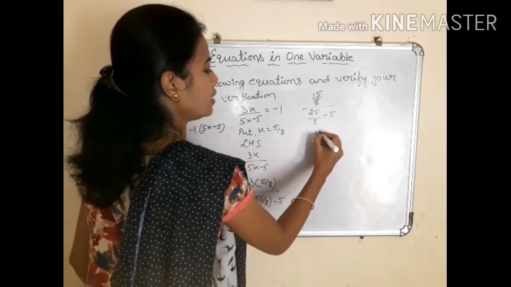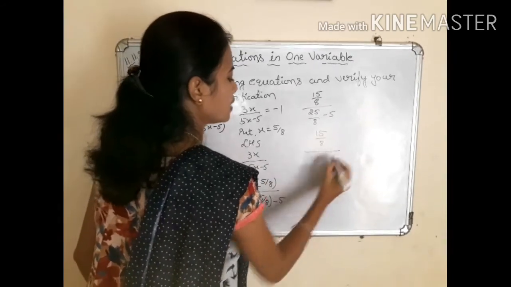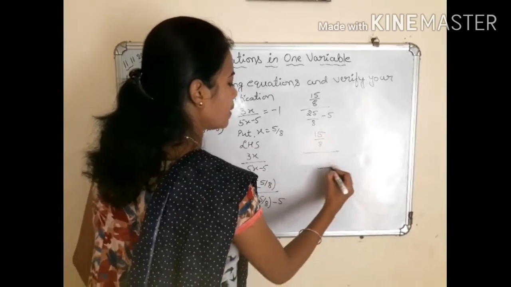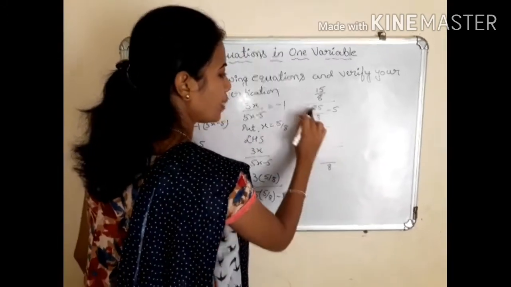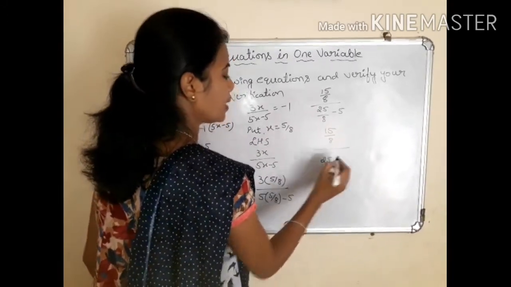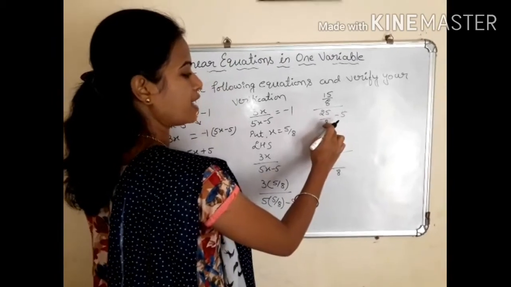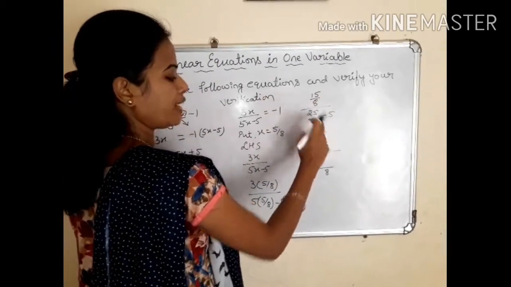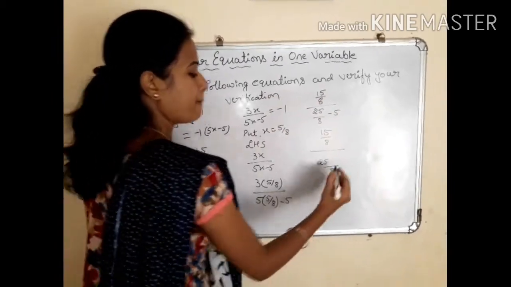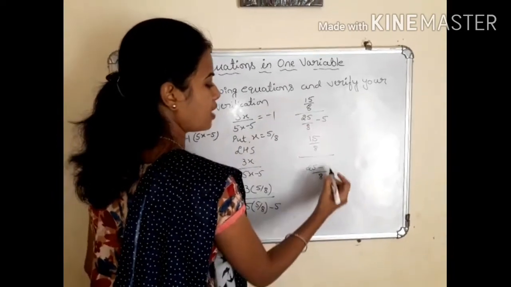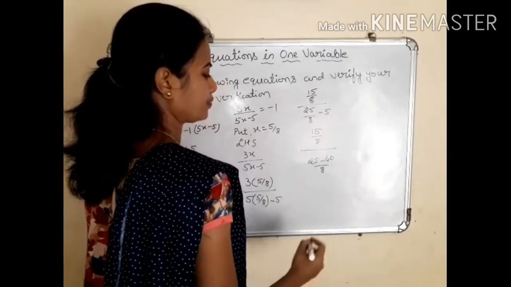Numerator write as it is. In the denominator take LCM. LCM is 8. 25 write as it is. Because if you divide 8 divided by 8 means 1 you will get. 1 into 25 you will get 25 minus 8 5s are 40.